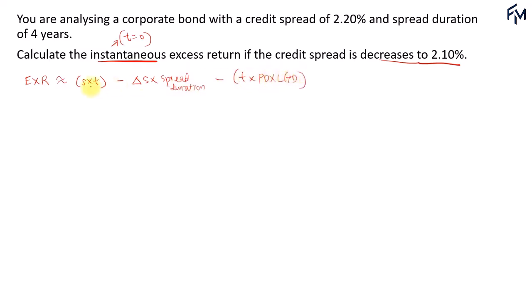So the first term and the third term will be equal to 0 since the holding period is 0. So that leaves us with only the second term. So this will just be negative, and then we take the change in the spread, which is 2.1% minus 2.2%. Then we multiply by 4. So since the spread decreased, there will be a positive excess return here of 0.4%. So we can expect that positive excess return instantaneously from the change in the spreads.